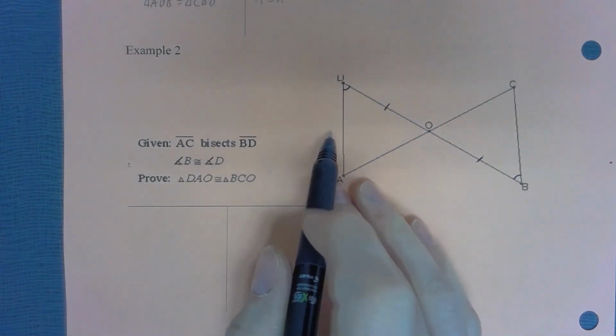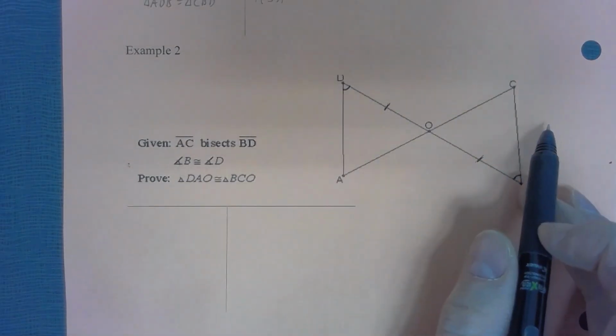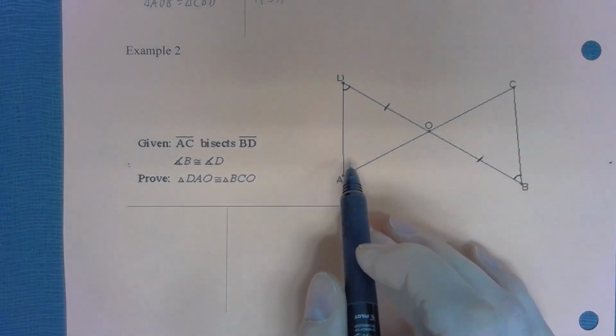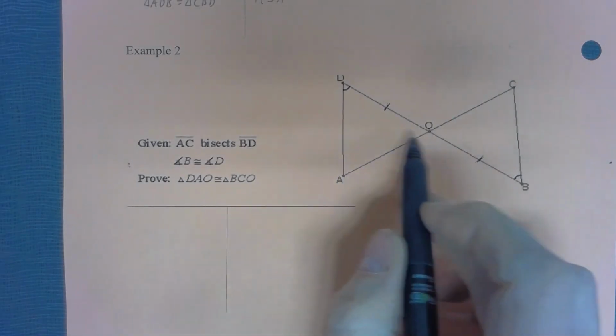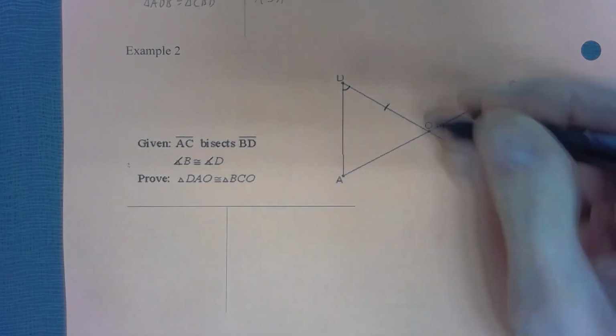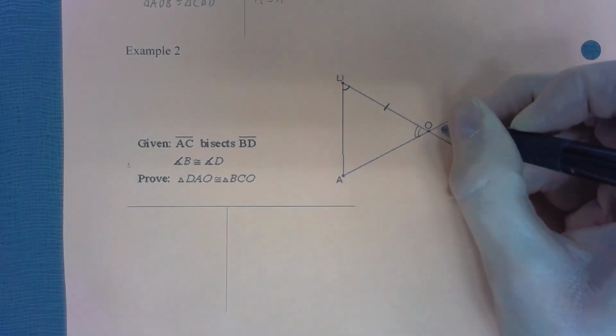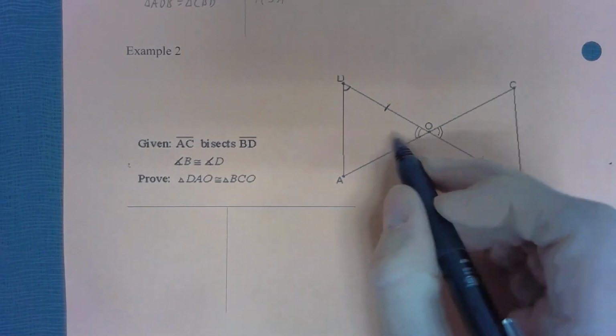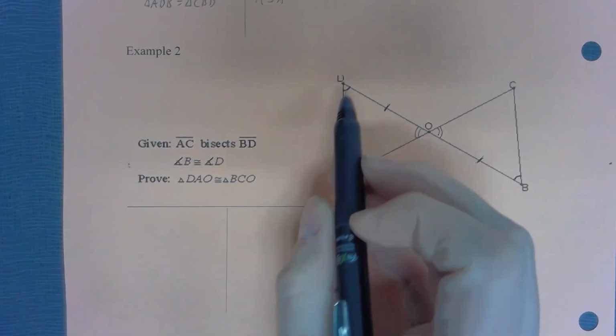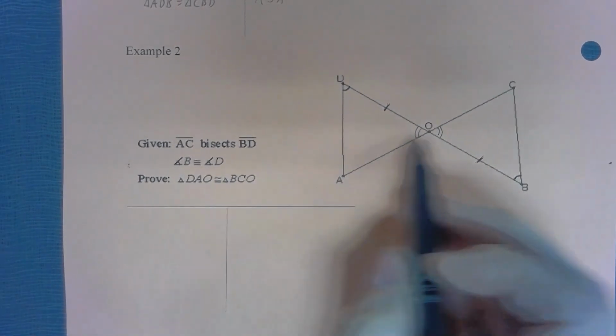I don't think we have any way of showing that these sides are congruent, but we have intersecting lines. On intersecting lines, the angles across from each other, the vertical angles, are congruent. So this angle is going to be congruent to this angle because those are vertical angles. And now we have an angle, a side, and an angle.